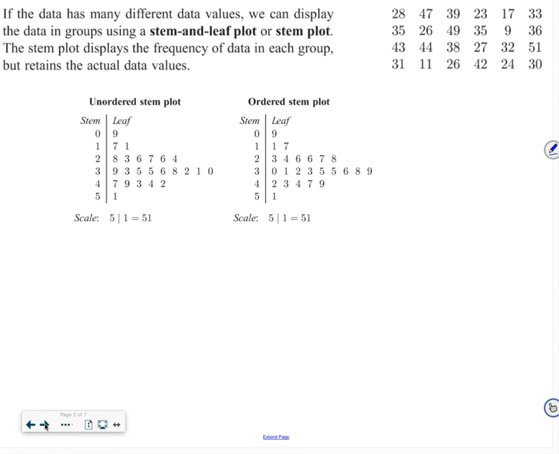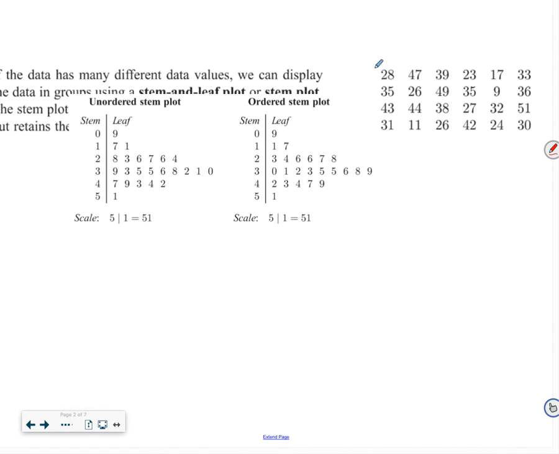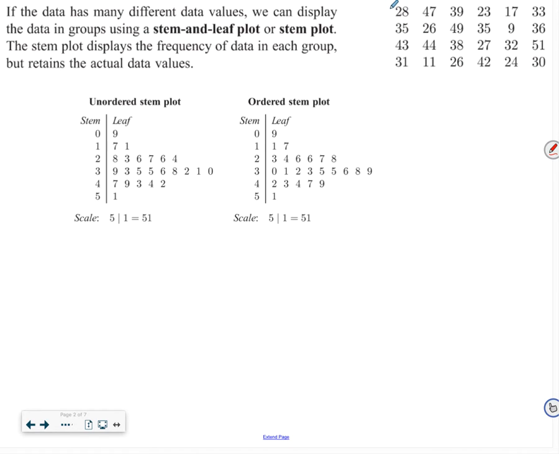Another way to show that data is a stem and leaf plot, also known as a stem plot. If this is my data set here, I can put it in a stem plot and organize it so that it's easy to see the distribution. Usually the stem in this case is dealing with our tens place. This scale here is our key that tells us 5 bar 1 is related to the number 51.